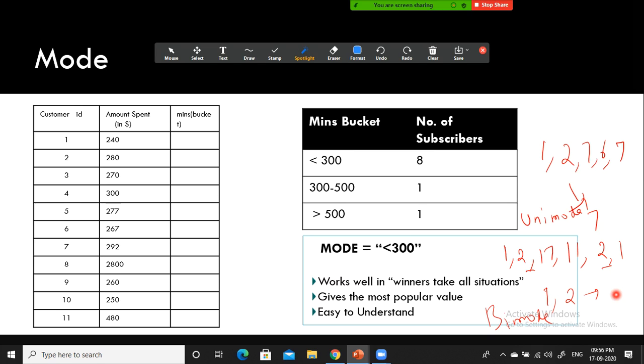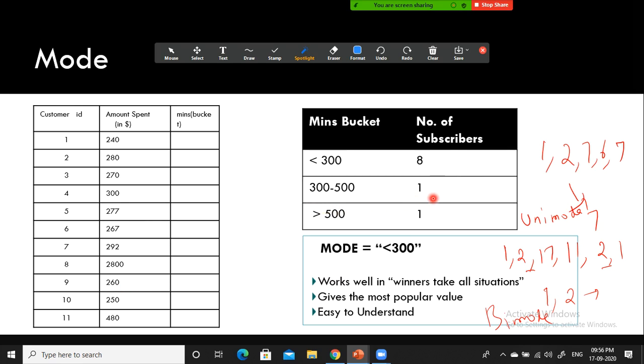What is so special about mode? When it comes to business, how do I use mode? Look here, this is the data set. What I do is, I'm going to create some buckets. Those customers who spend less than 300. How many of them spend less than 300? 8 customers: 1, 2, 3, 4, 5, 6, 7, 8.